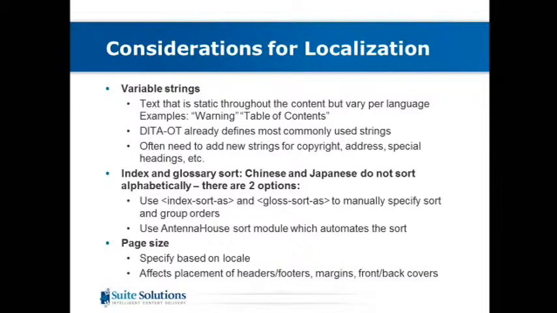Index and glossary sort. Chinese and Japanese actually don't sort alphabetically because they don't use the same kind of alphabet to be able to do them. So they have different options. One would be to use an index sort as or a glossary sort as to manually specify and sort and group orders where they would sort of chunk them. And then there's also a possibility to use the Antenna House sort module, which automates the sort instead of having to do it more manually.